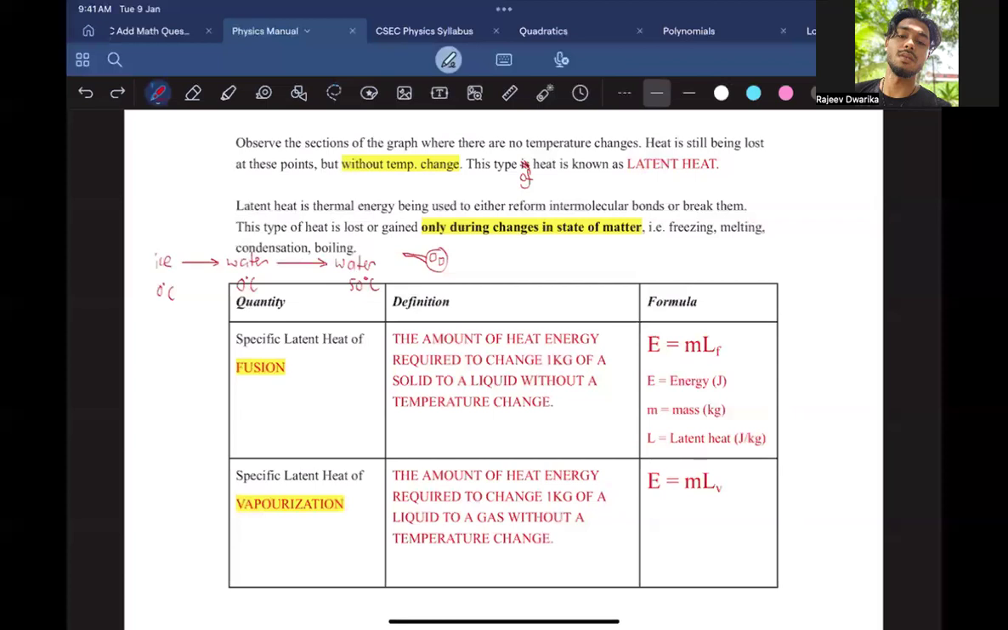Right, that is it. So for this portion over here, what formula would I use? Ice to water. What formula am I going to use? E = mLv or E = mLf? Or E = mcΔθ? Are you using fusion or vaporization or mcΔθ?